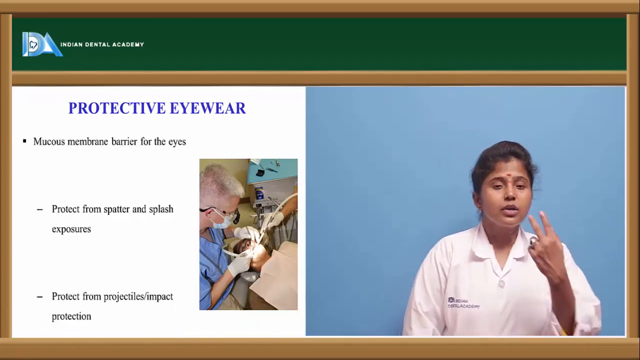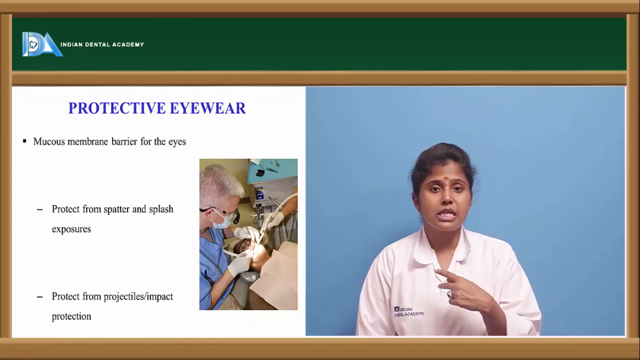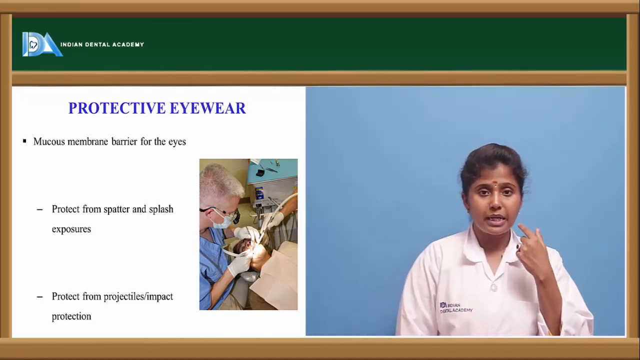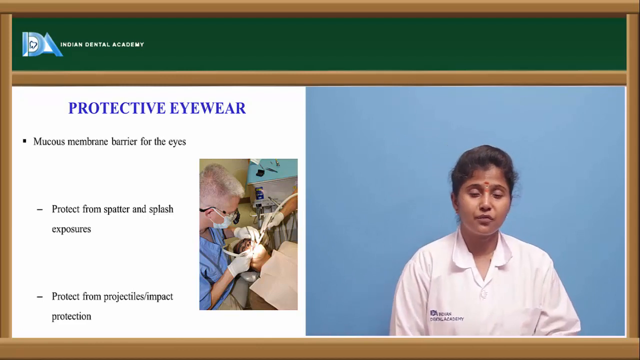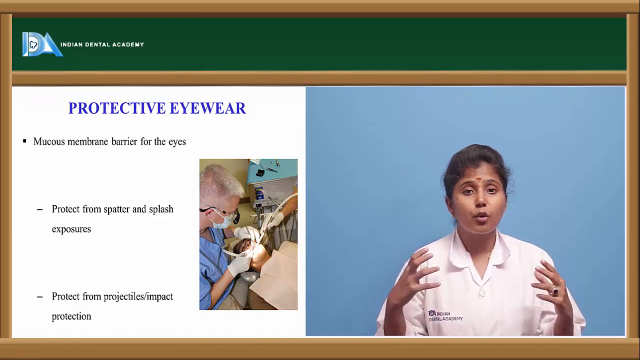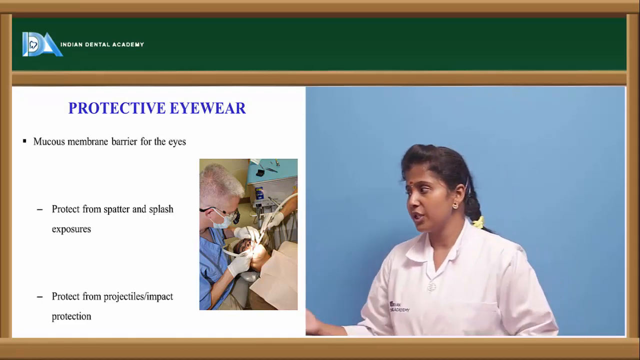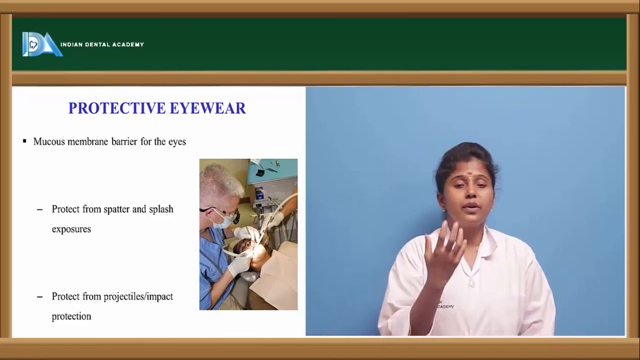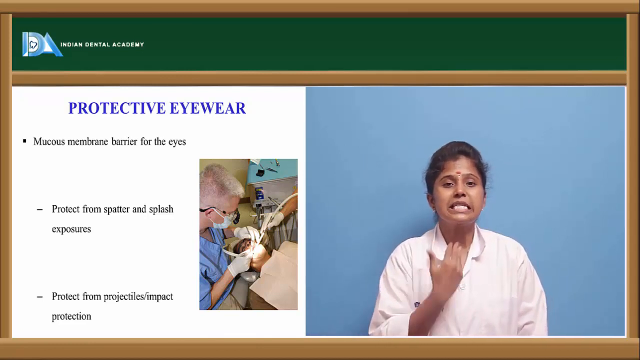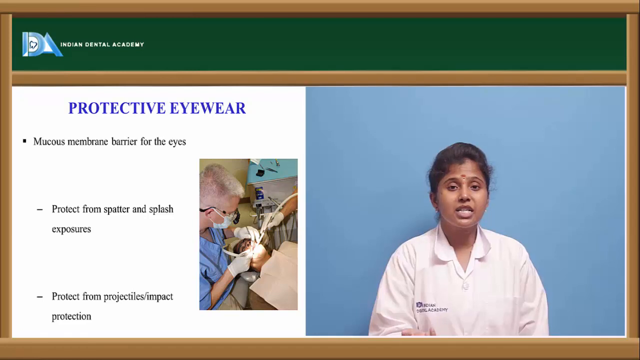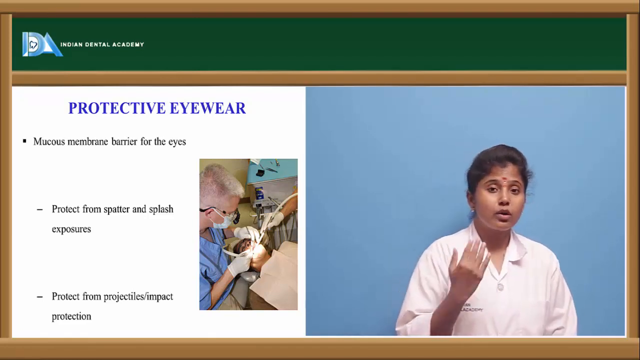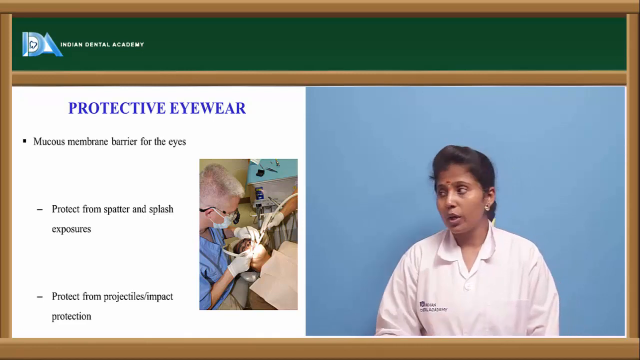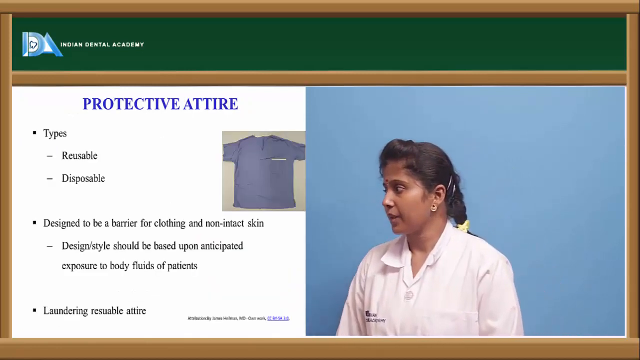Protective eyewear. Eyes are also a sensitive area. If a foreign particle enters our eyes, it goes into systemic circulation very easily. So we need to wear proper eyewear during the surgery or treatment in order to prevent that. If a patient sneezes or coughs, there are chances of droplets falling or splashing into our eye. In order to prevent that, we need to wear proper eyeglasses.